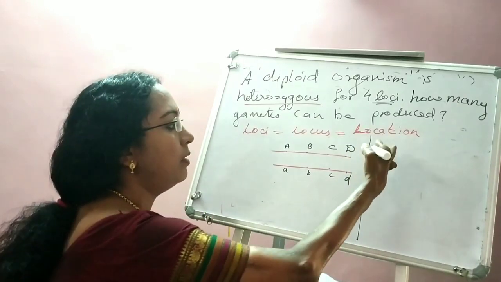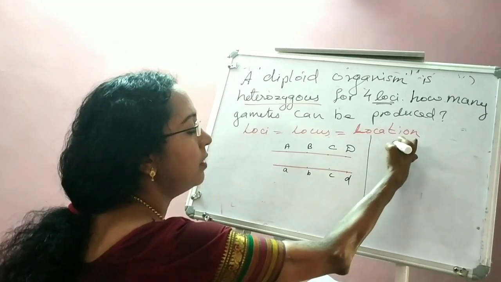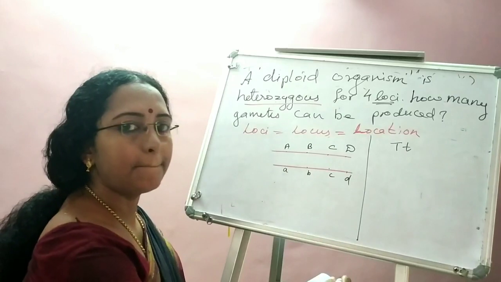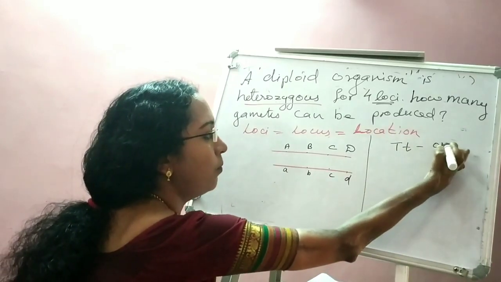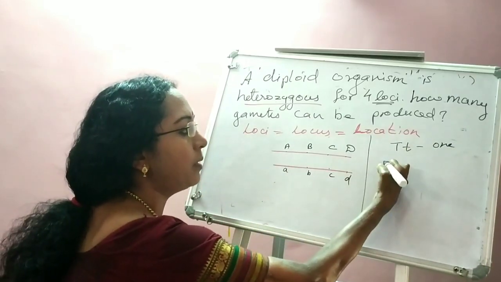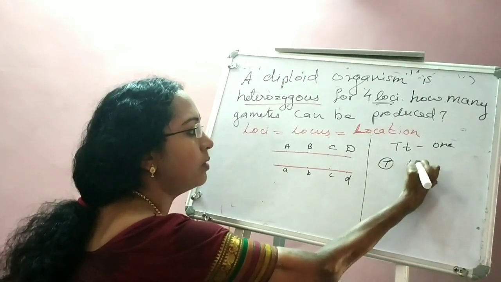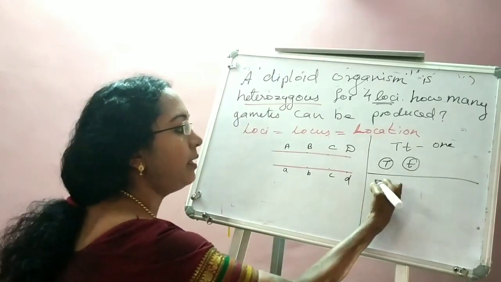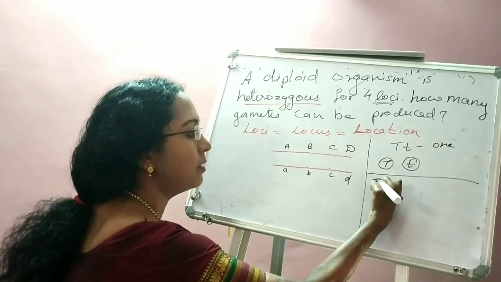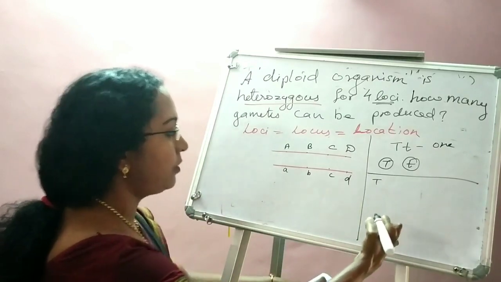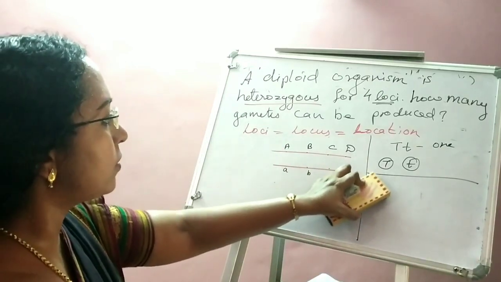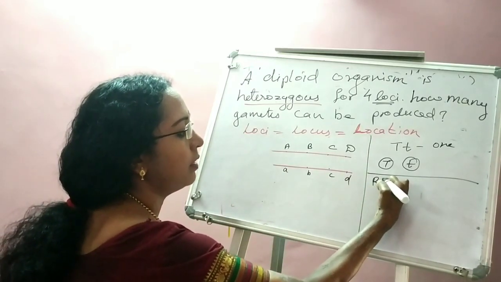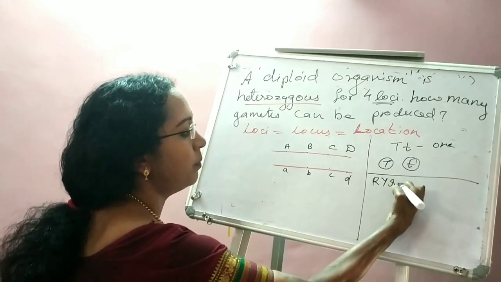first take up the case of a single allele combination, capital T, small t. This is heterozygous for 1 locus. So how many gametes are produced here? 1 capital T, 1 small t, separated. This is one case. If I had taken organisms which are heterozygous for 2 loci, 2 loci means a dihybrid cross, okay. Capital R, capital Y, small r, small y.